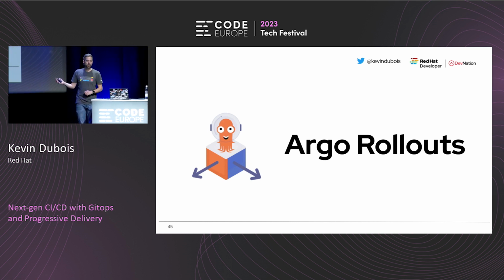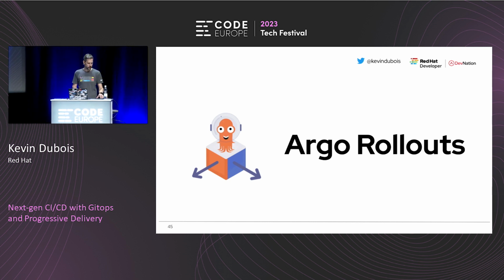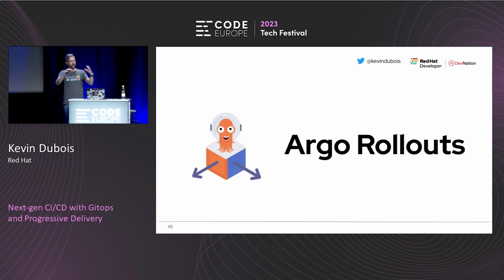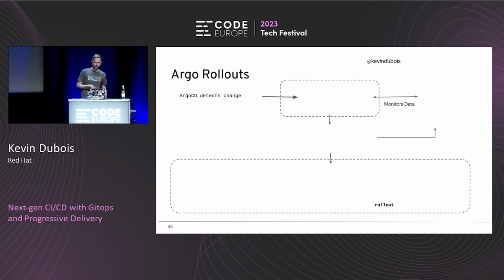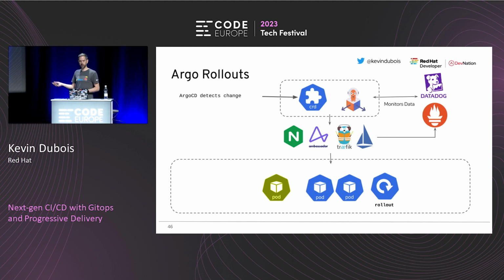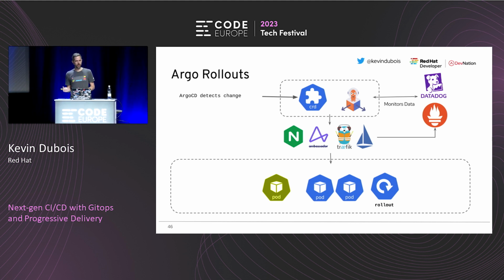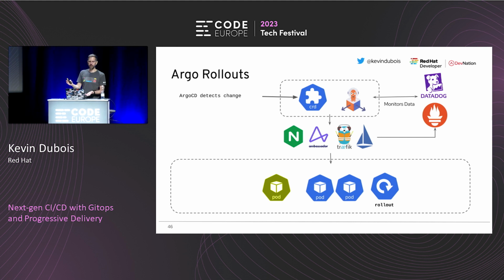Argo Rollouts is done by the same community as the Argo CD community, but it is not Argo CD, it's Argo Rollouts. It's a different project under that same umbrella. What Argo Rollouts allows you to do is work with Argo CD, but you can have it monitor your metrics to see how everything is going, and then automatically, step by step, do your rollouts.